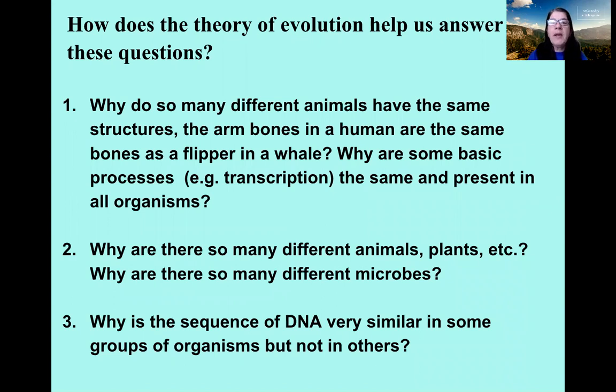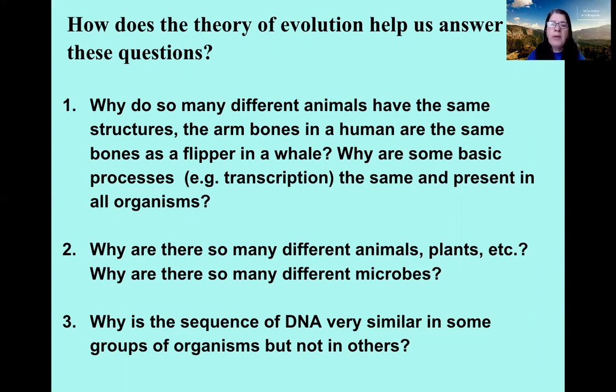Why do so many different animals have the same structures? The arm bones in a human are the same bones as the flipper in a whale. How can we explain this? Why are some basic processes such as transcription, glycolysis, translation the same and they're present in all living organisms? How come we have so much in common? But then on the flip side, why are there so many different animals, so many different plants, so many different fungi, so many different microbes? The variety of life on Earth appears endless.